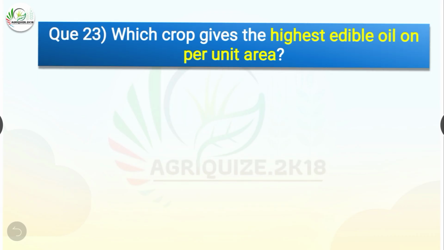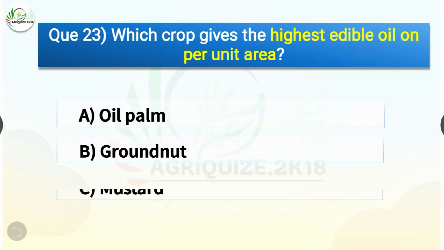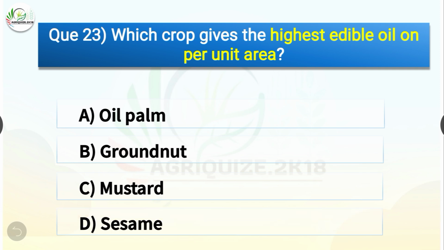Question number 23. Which crop gives the highest edible oil on per unit area? The options are oil palm, groundnut, mustard or sesame. The correct answer is option A, oil palm. So oil palm is the crop which gives the highest edible oil on per unit area.